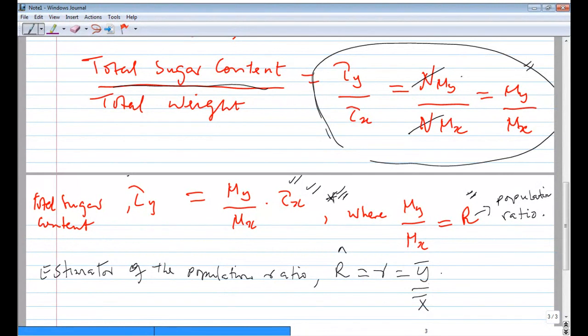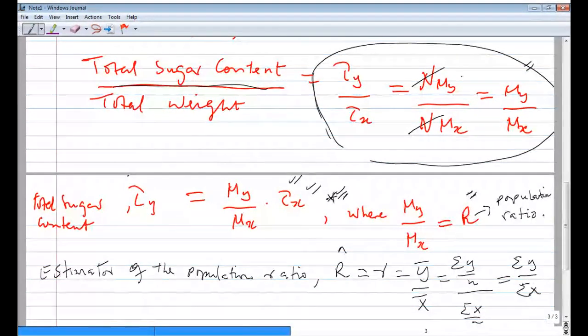Which is equivalent to what? You know that y bar is the summation of y over n, divided by x bar, which is the summation of x over n. You know that. Which is equivalent to the summation of y over the summation of x. Are we together? So if you want to estimate the population ratio, you can use that formula. R hat, which is equal to small r, which is equal to y bar over x bar, which is equivalent to the summation of y divided by the summation of x. Okay.